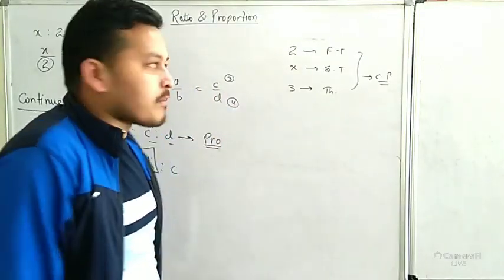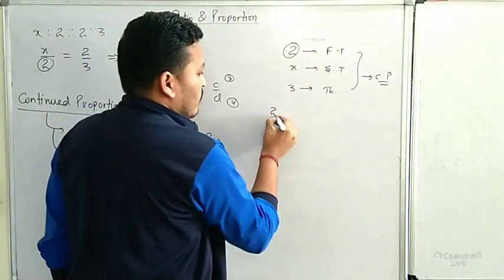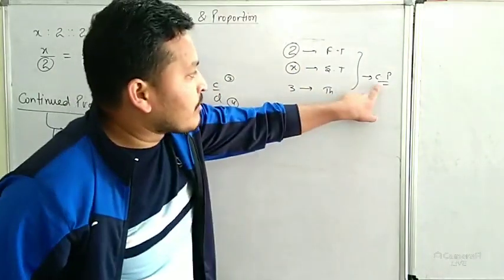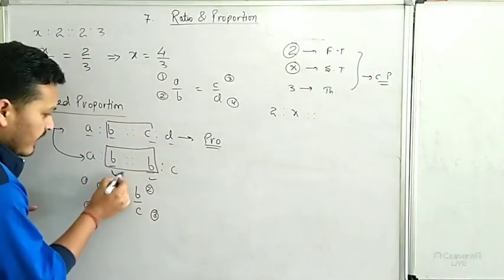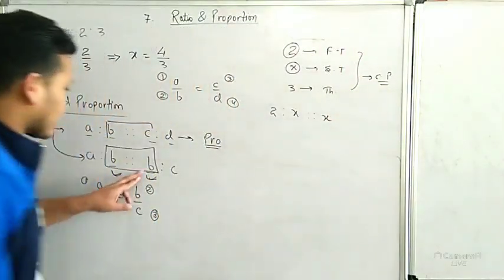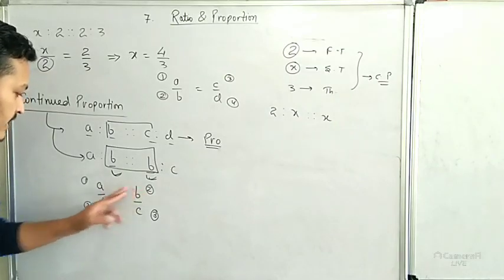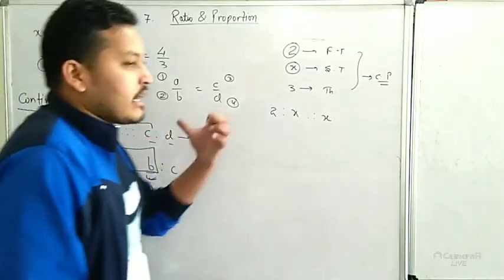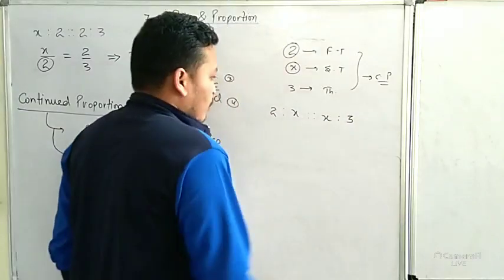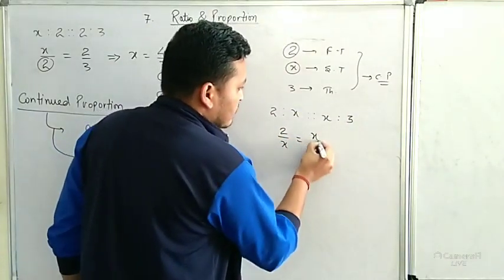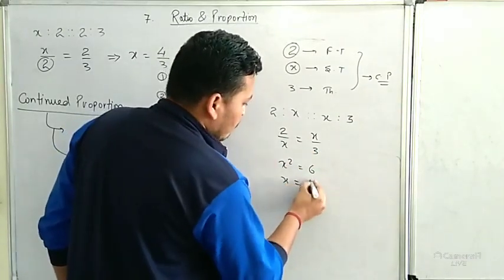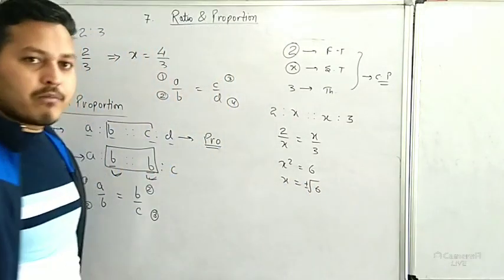Now how can you write this in the continued proportional? We write the first term 2, then ratio, second term x, then the sign of the proportional, and it is in the form of the continued. You know that second and third are repeated, so again we will put here x, because the third term is the same digit; second and third are the same, so we take the second term. Then the last is your third. So what is your answer? 2 upon x is equal to x upon 3, then cross multiply, so x square is equal to 6, so x is equal to root 6 or plus minus root 6. So this is the form of the continued proportional.